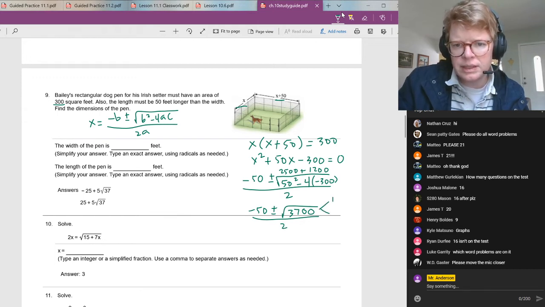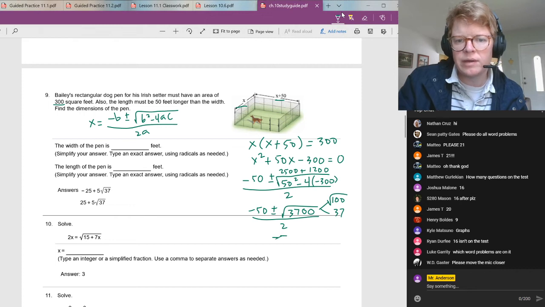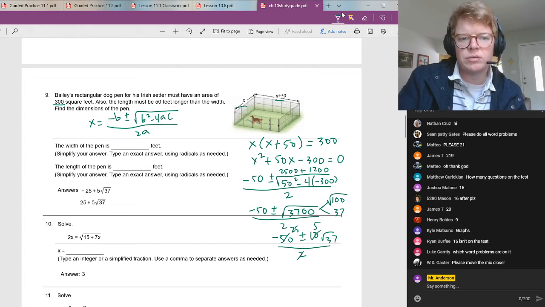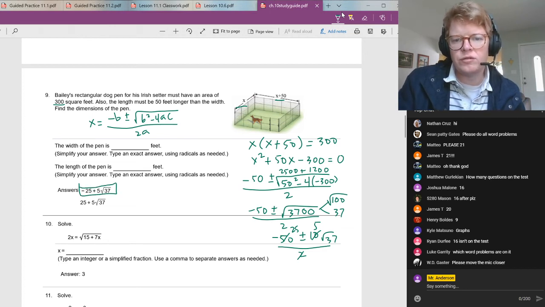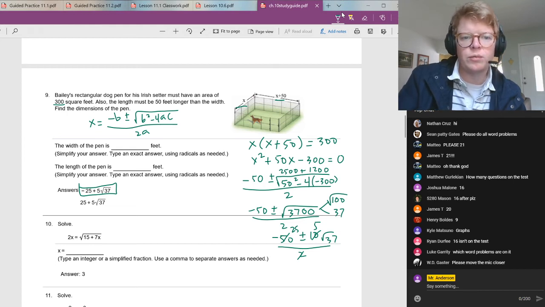Now real quick, I can fix this here. 3,700 is the same as 100 times 37. That's a prime number, but 100, the square root of 100 is 10. So I have negative 50 plus or minus 10 square root 37 over 2. And if I divide everything by 2, I get 25, and over here I get 5. So that's where I get negative 25 plus or minus 5 square root 37. So that's the width. That's x.